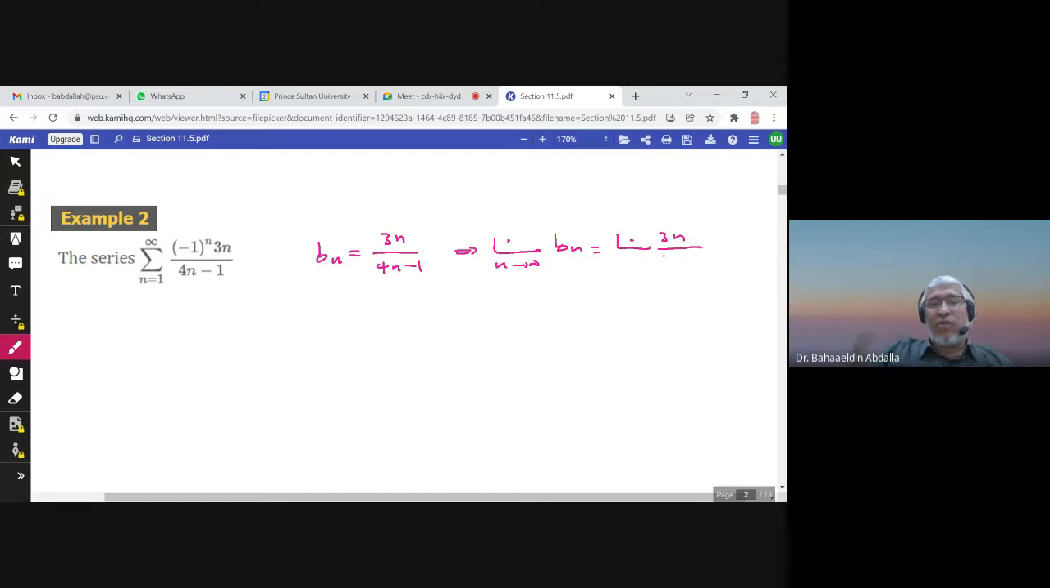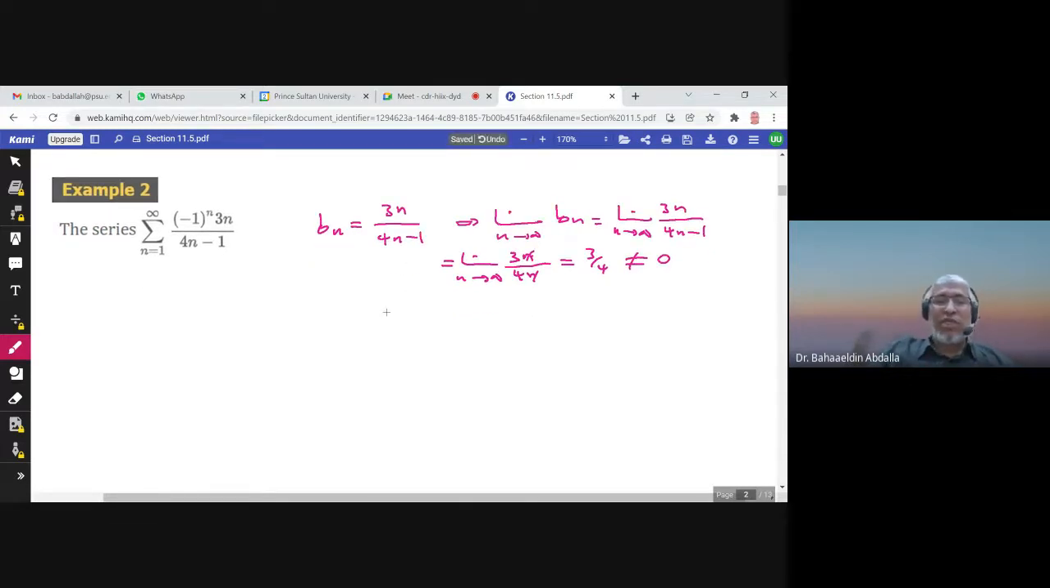How to find the limit of 3n over 4 minus n when n goes to infinity? We deal with terms with the highest power when n goes to infinity. So the answer is 3 over 4. This limit is 3 over 4. It is not 0. So it does not satisfy the conditions of the alternating series test.